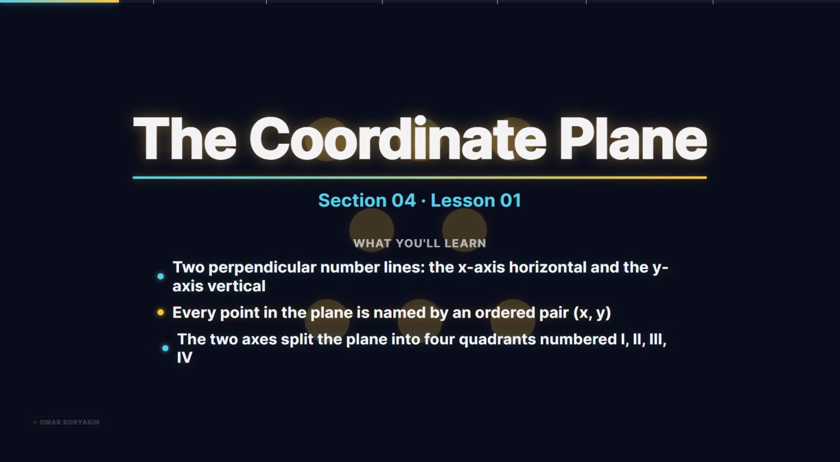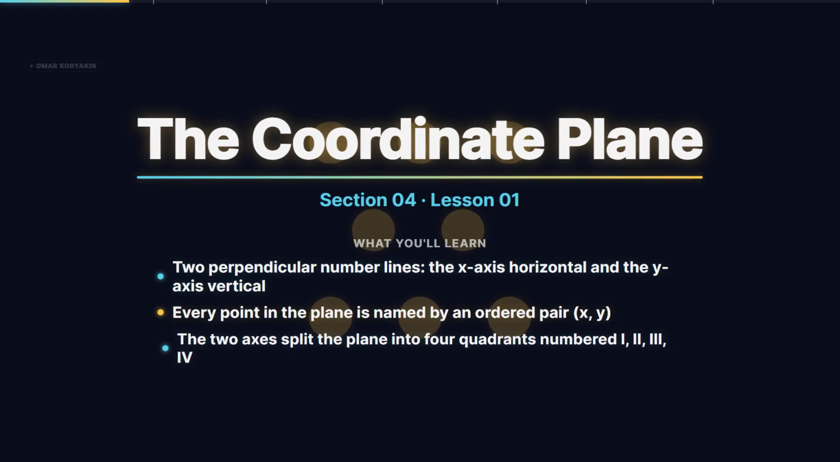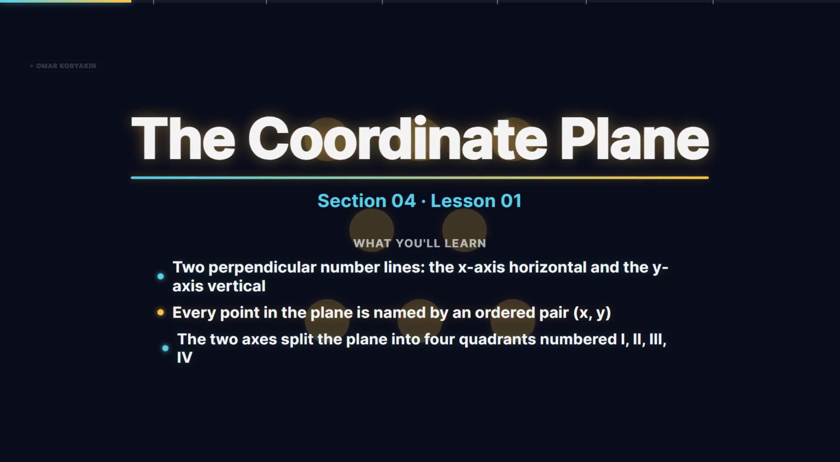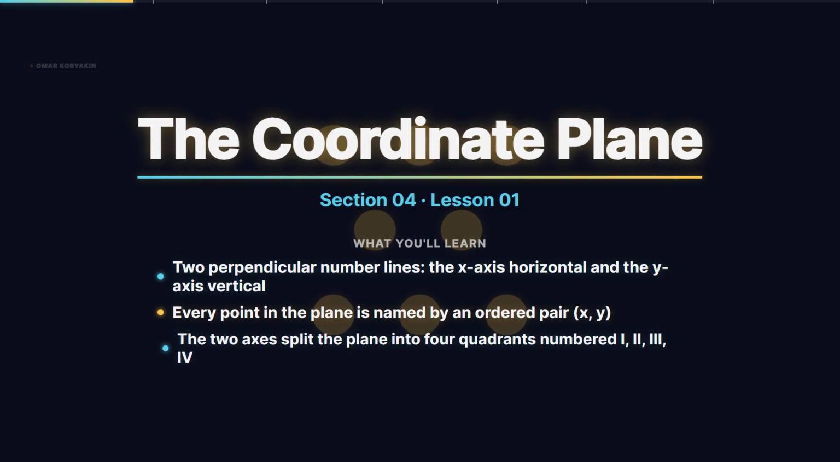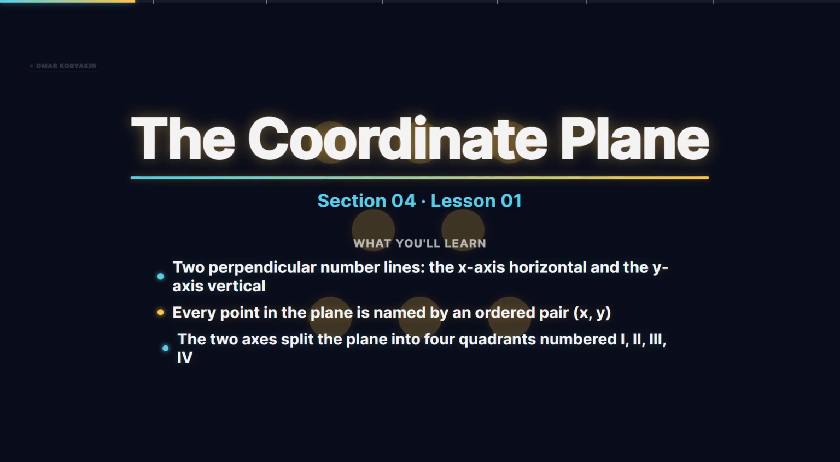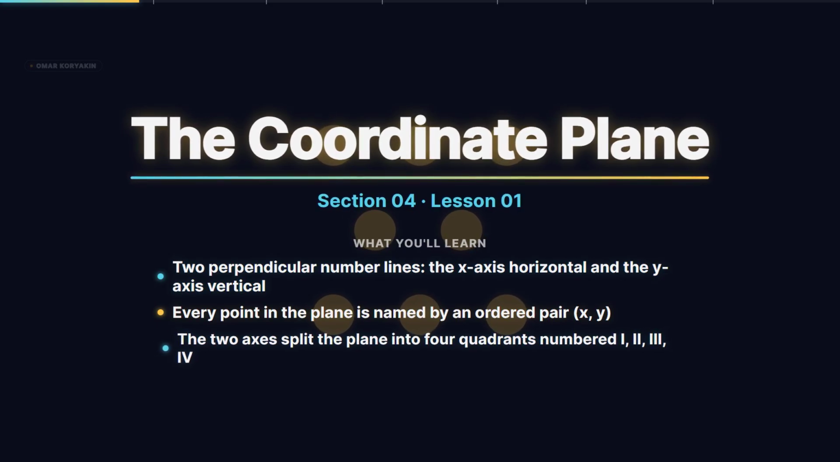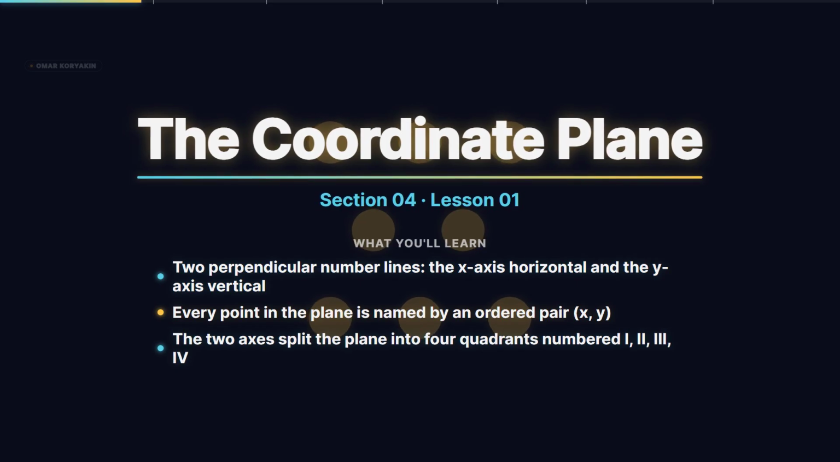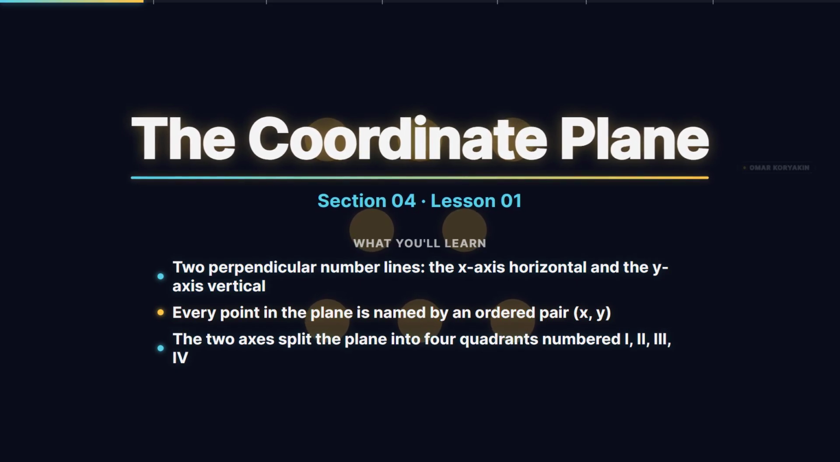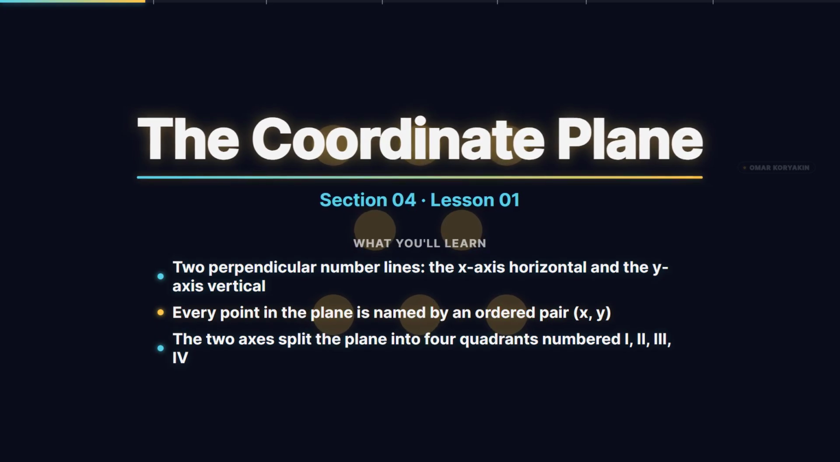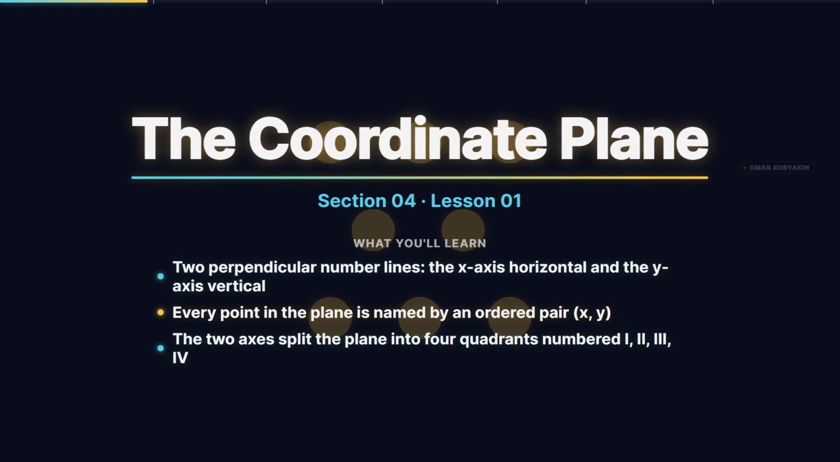The 2 axes divide the plane into 4 regions called quadrants, numbered with Roman numerals 1 through 4 counterclockwise starting from the upper right. Quadrant 1 contains points where both x and y are positive. Quadrant 2 is upper left, where x is negative and y is positive. Quadrant 3 is lower left, where both x and y are negative. Quadrant 4 is lower right, where x is positive and y is negative. The quadrant numbering and sign convention is universal and worth memorizing once and for all, so you never have to rederive it during a problem.